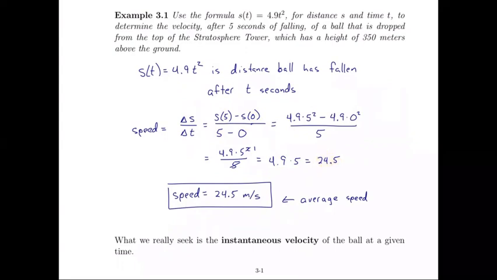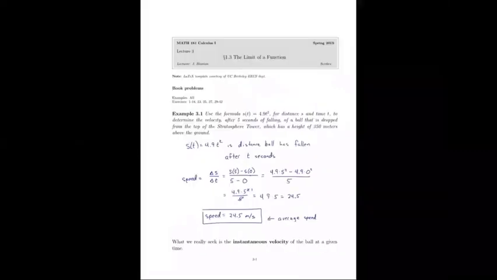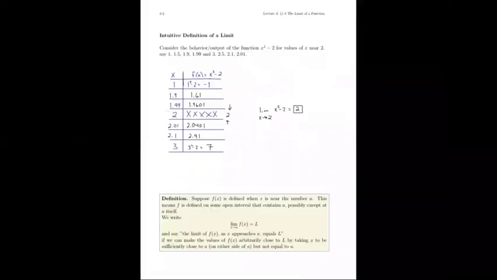But we don't quite see what we would need to do in order to get the actual instantaneous velocity of the ball. And this is where the limit comes in, right? So let's have a look at an example of a limiting problem, okay?